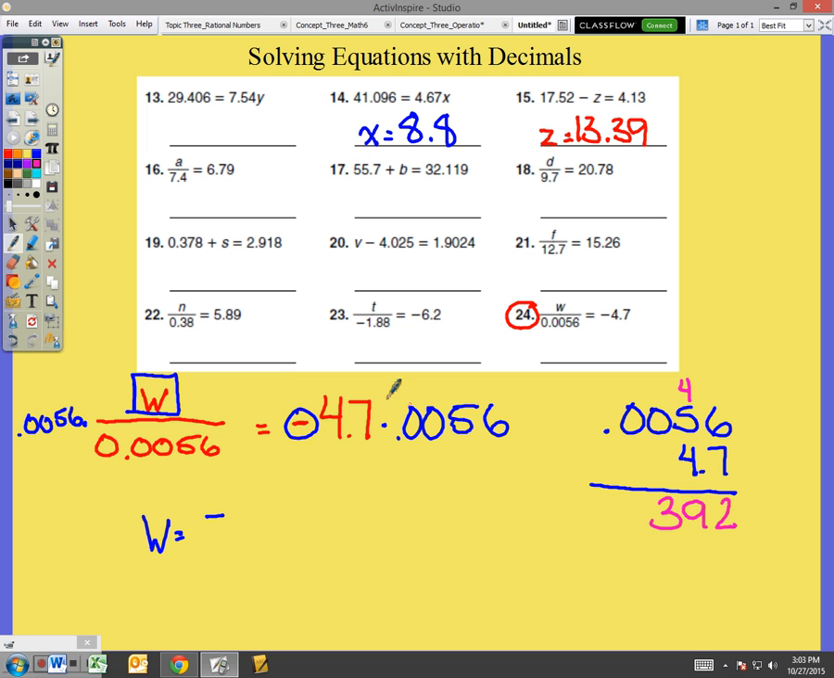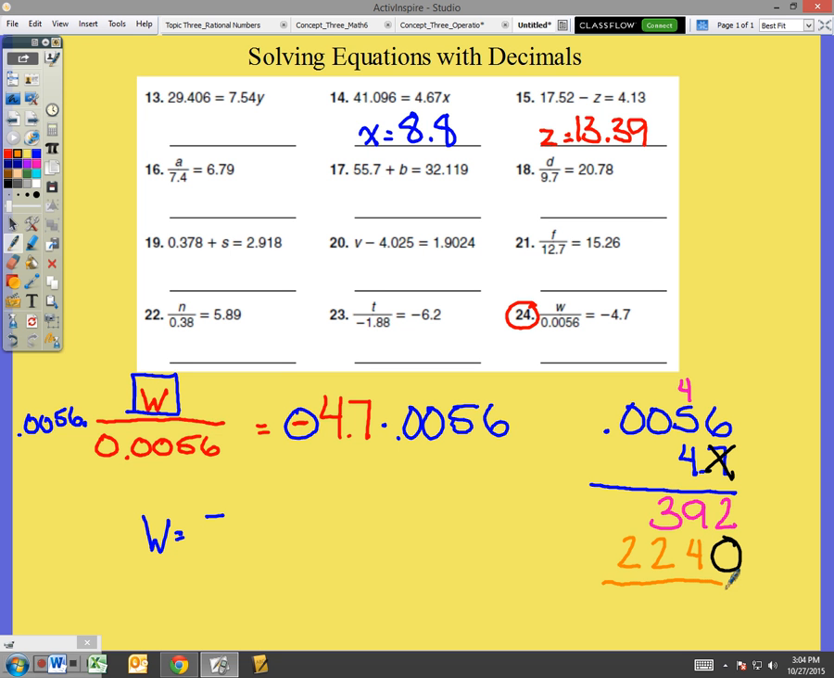That gives me, now I am done with that 6. I'm going to put an x here to hold a place value. I'll put a 0 here to hold that place value. We're now going to look at 6 times 4 is 24. 5 times 4 is 20, plus 2 is 22.